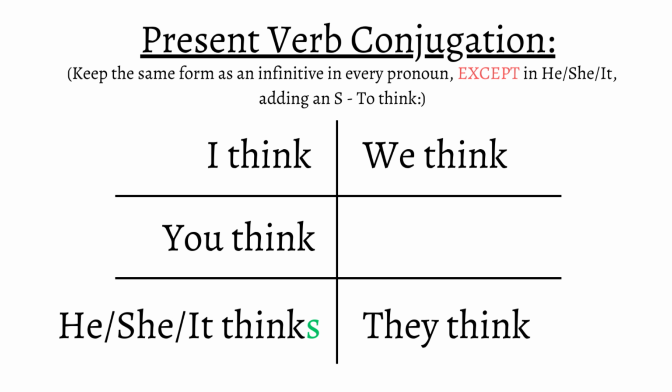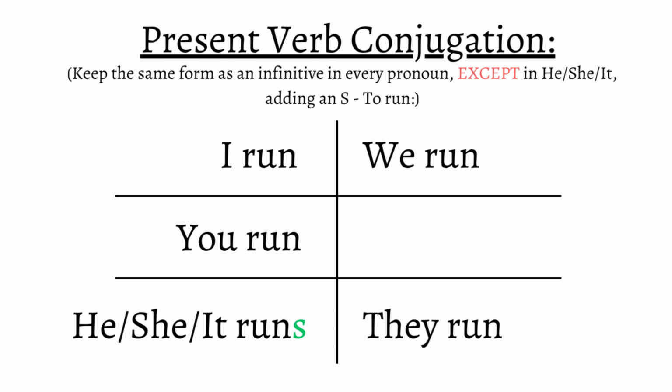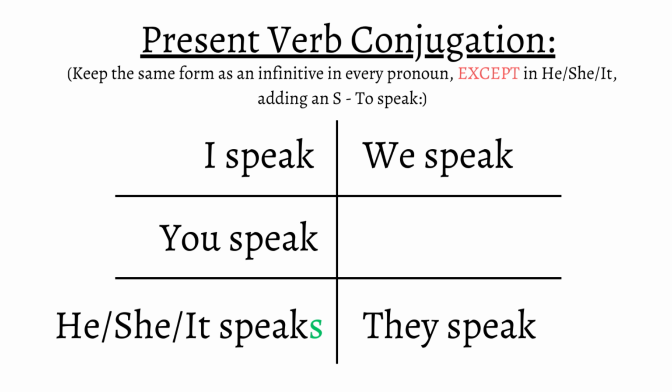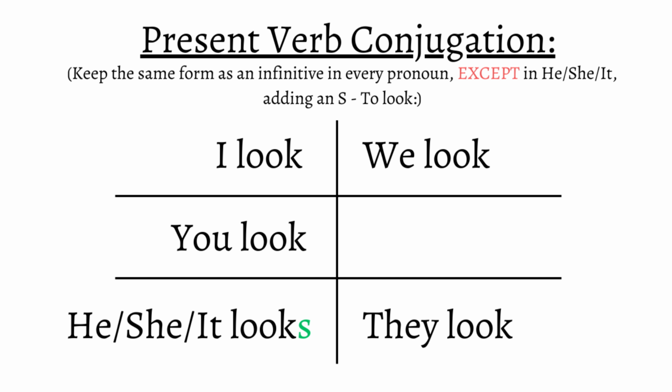Very simple. Now, let's take the verb to run. I run, you run, he, she, it runs, we run, and they run. Now, the verb to speak. I speak, you speak, he, she, it speaks, we speak, and they speak. Now, the verb to look. I look, you look, he, she, it looks, we look, and they look.